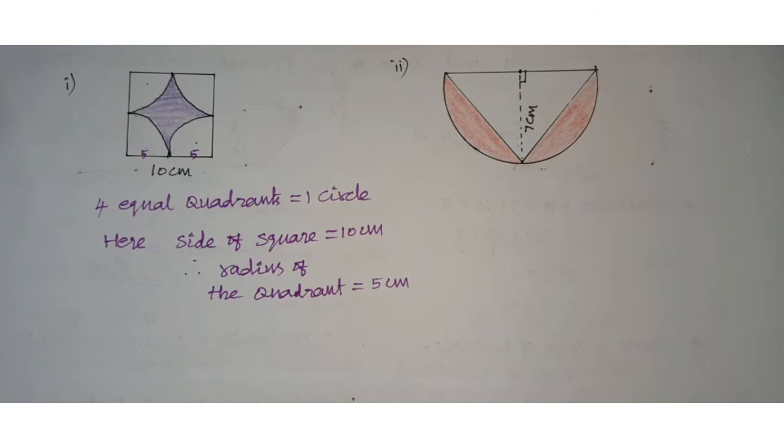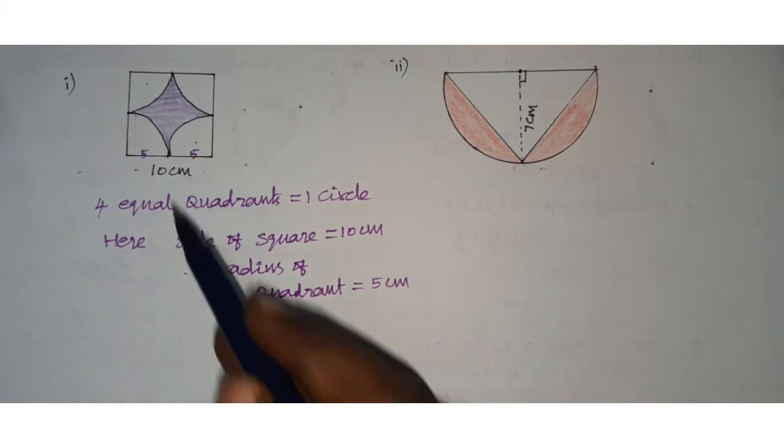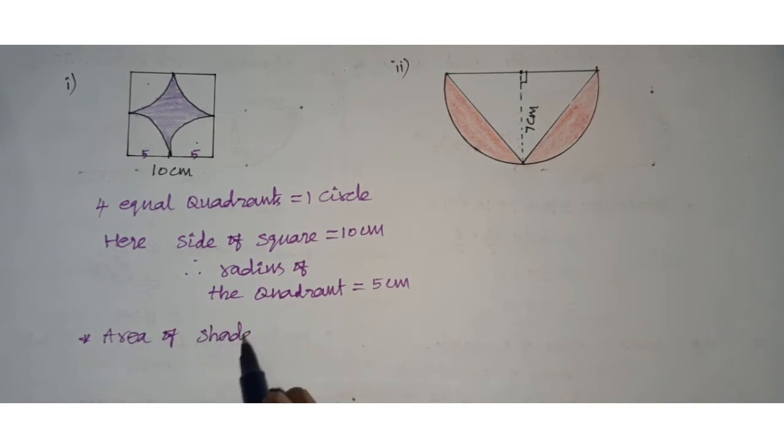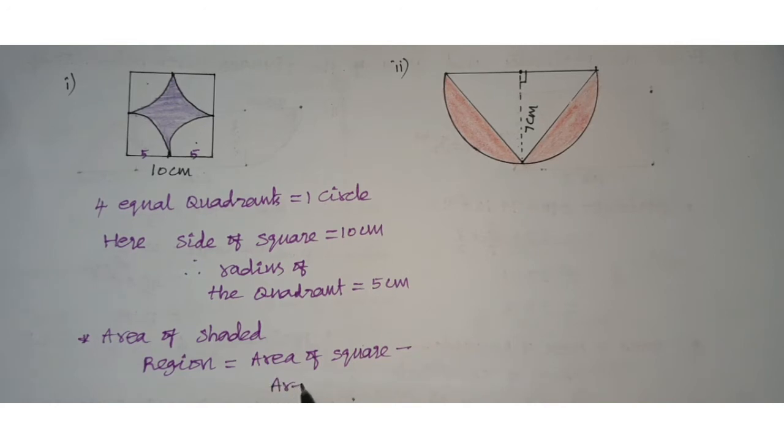Now what you feel from this sum, to find the shaded region, we have to find first the total area of the square. From that, subtract the 4 quadrants value. So area of shaded region equal to area of square minus area of 4 equal quadrants.